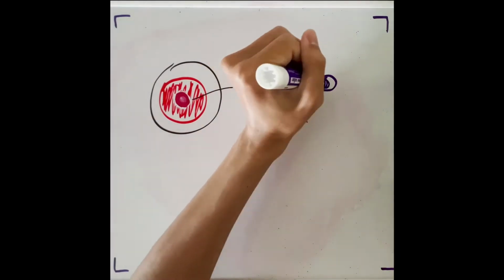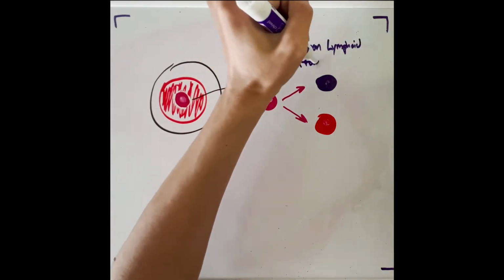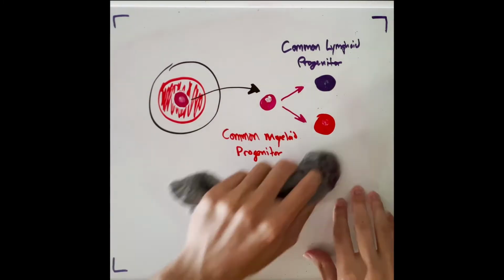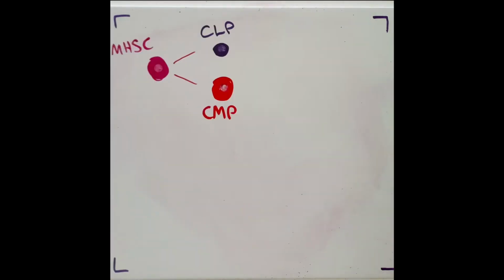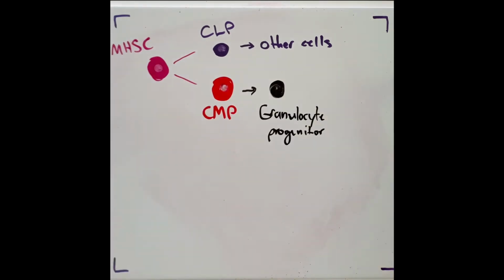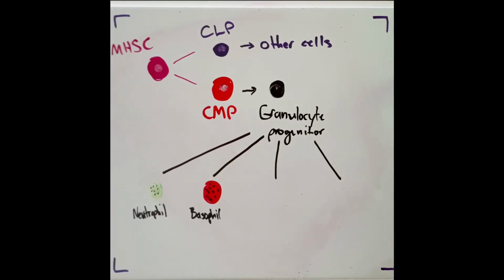Next, this stem cell can divide into a common myeloid progenitor or a common lymphoid progenitor, both of which are special cells which can give rise to a wide variety of cell types. The myeloid lineage undergoes further development in the bone marrow before it differentiates into a granulocyte progenitor. This granulocyte progenitor divides into the granulocytes, neutrophils, basophils, monocytes, and of course, eosinophils.